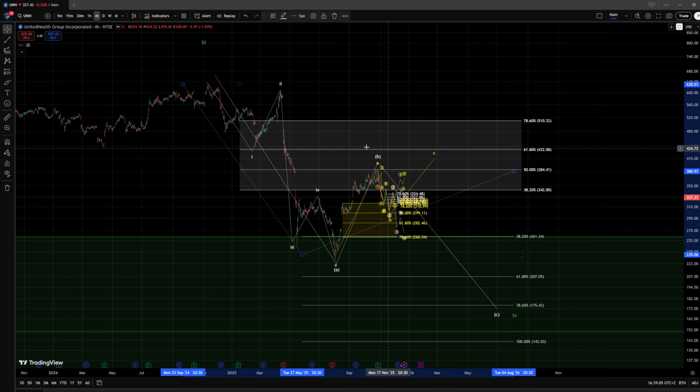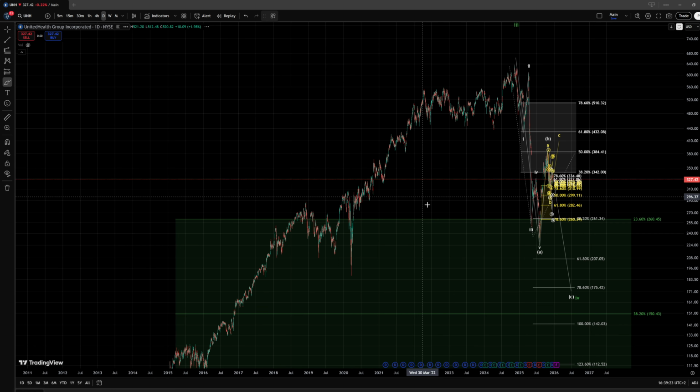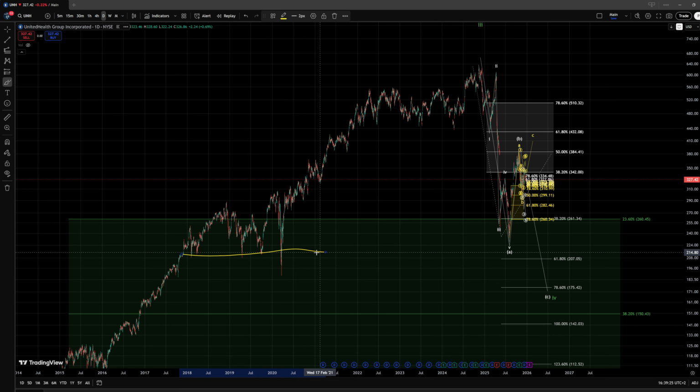And here the ideal target for the wave C at the moment is the $142 level. That is the 100% extension of the wave A. Although, as I always say, we don't need to get there and we don't need to stop there. That is just an ideal target that we tend to track. If we look also from a larger time frame perspective, we also have quite significant structural support within this area here, firstly around the $210 level, and then additionally quite a significant level here at around the $187 level basically.